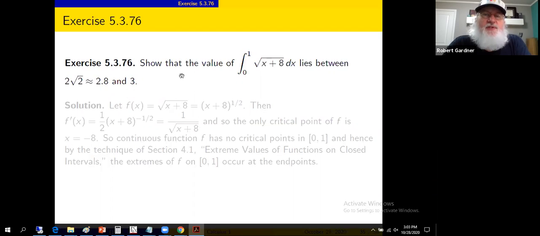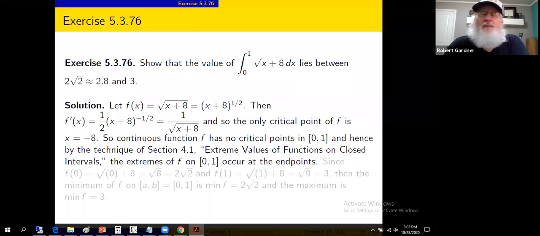Show that, number 76, the value of the integral from 0 to 1 of the square root of x plus 8 dx lies between these two numbers here. Okay, this time we got a little more complicated problem because we don't know what to do with the square root of x plus 8. I can maybe find max and min values of it, but we don't know how to deal with this. I mean, we could take partitions and go at it. I think the square root would blow everything up, and the techniques we know won't work.